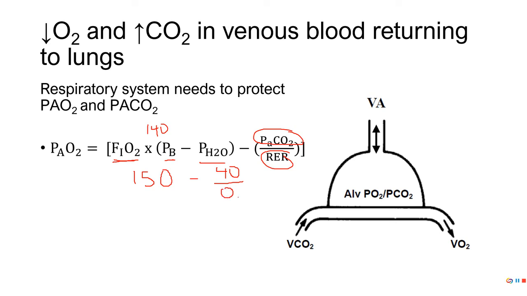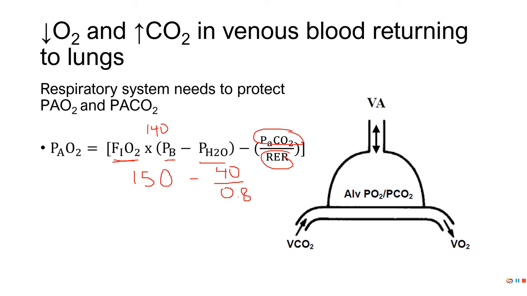And we're going to talk more about RER later on in the term. Well, then 40 divided by 0.8 actually equals 50. So 150 minus 50 equals 100. That's typical alveolar oxygen. But what happens to this number is it goes up during exercise.